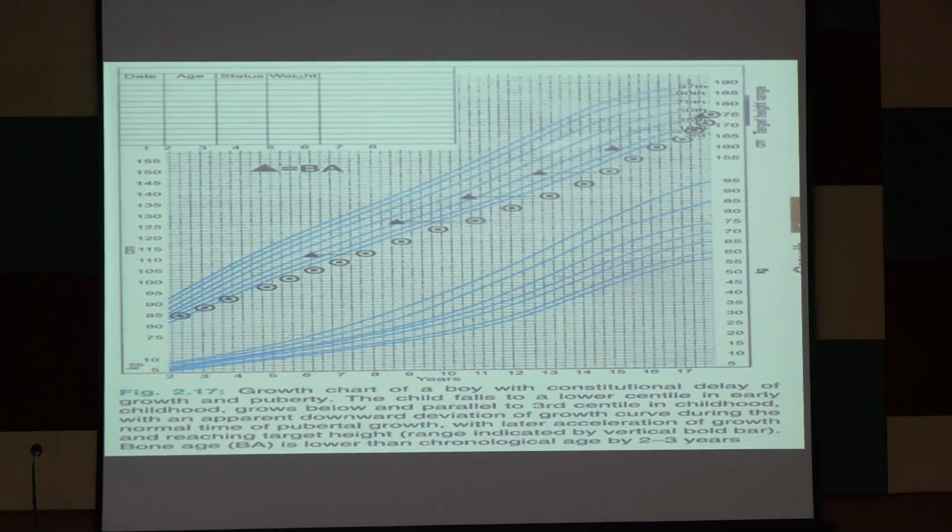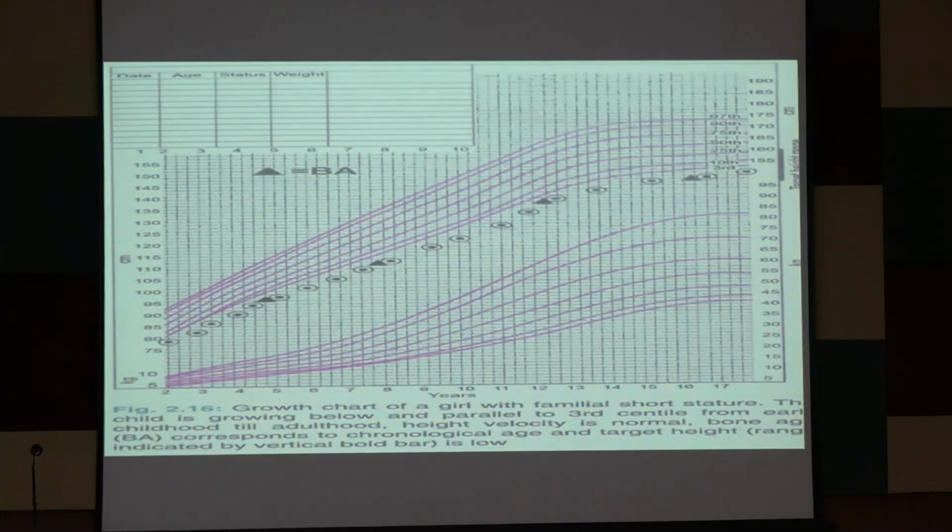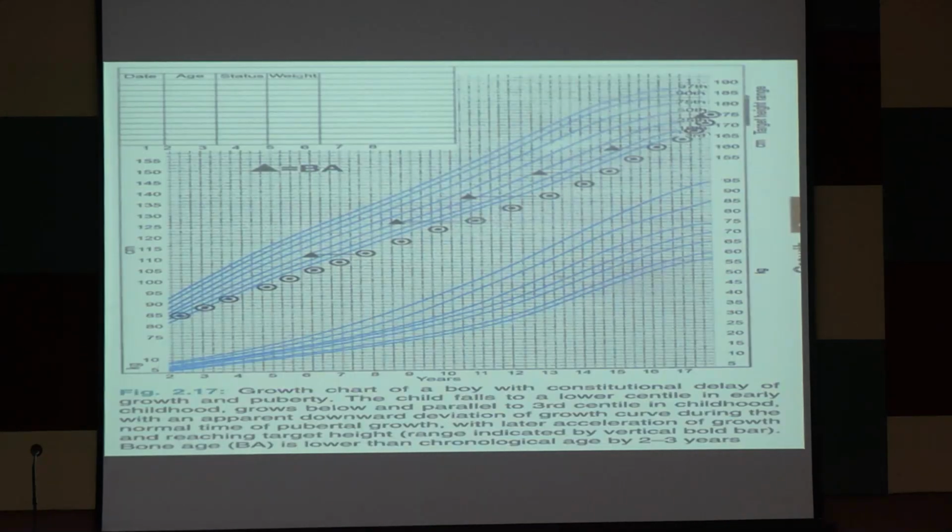Right? বোঝা গেছে এই জায়গাটা? আগেরটা কি হচ্ছিল? It is persisting. The final height is below the 3rd percentile. But here the final height is at the 50th percentile. ঠিক আছে?